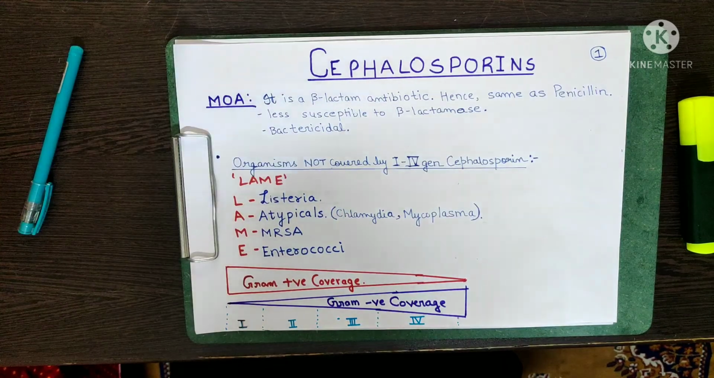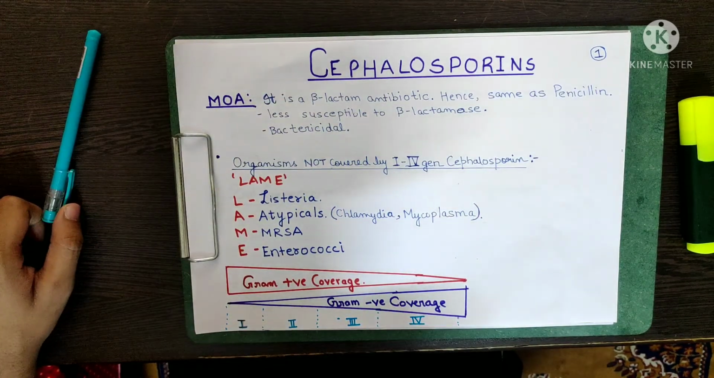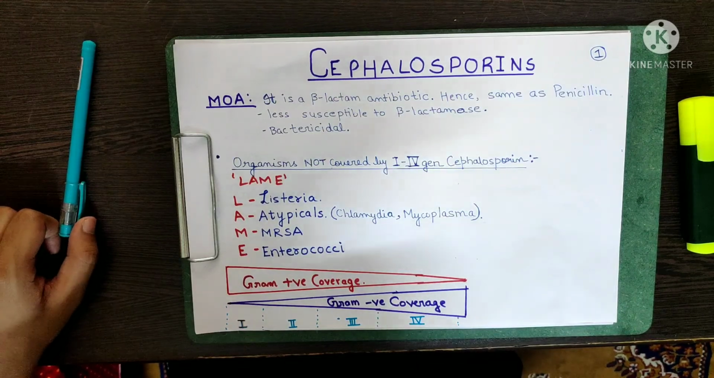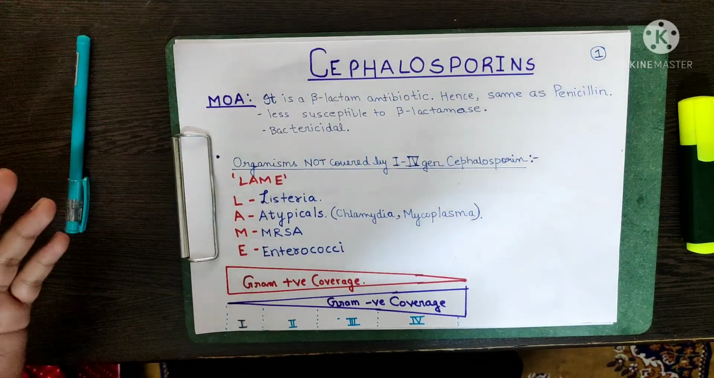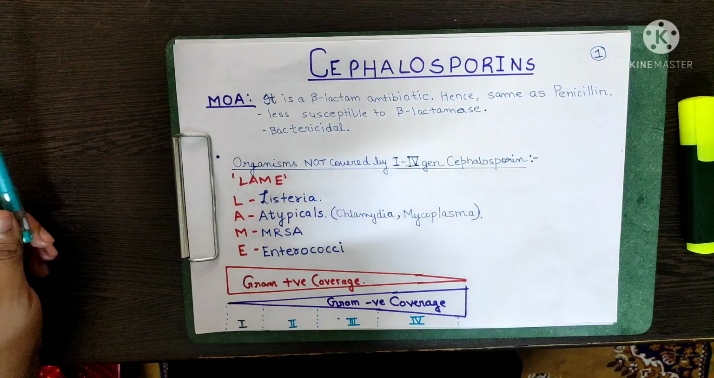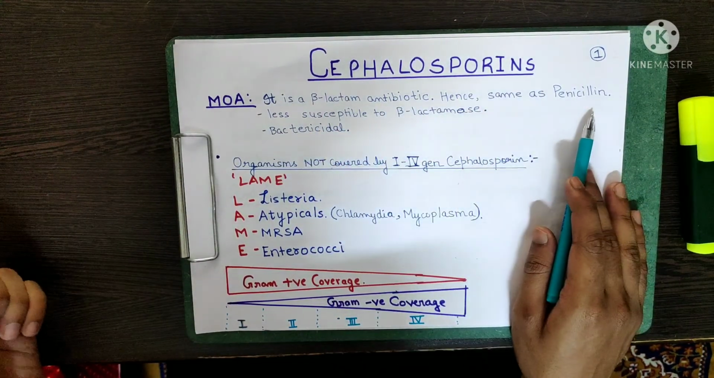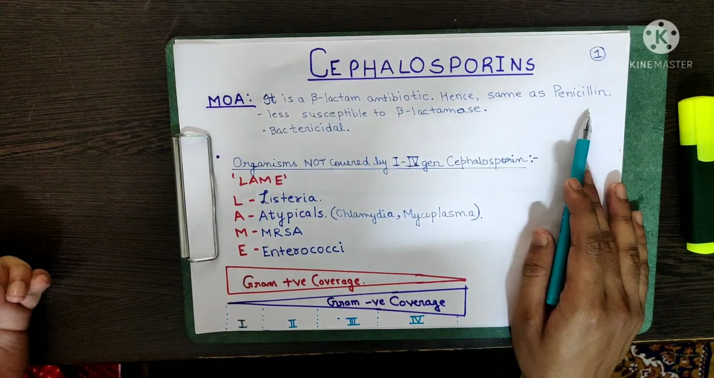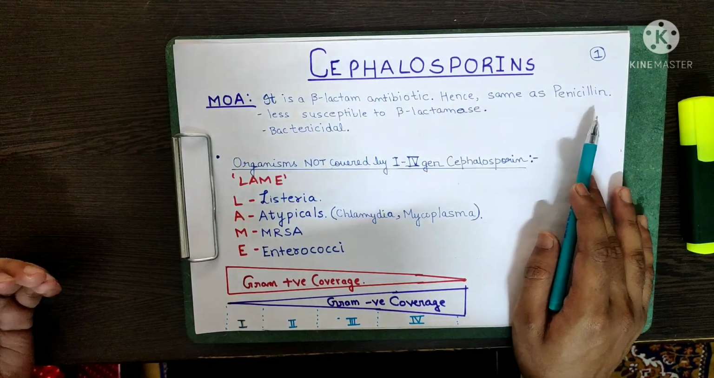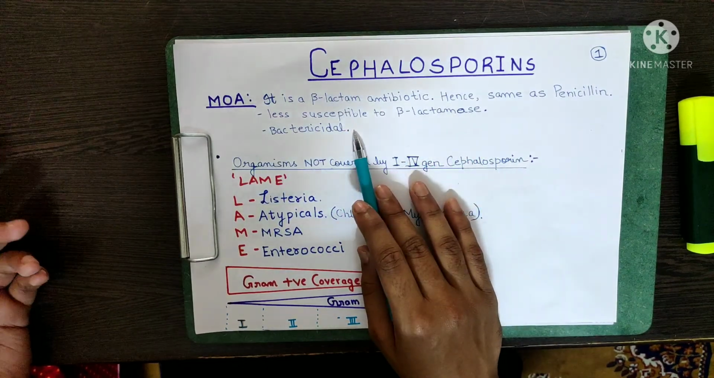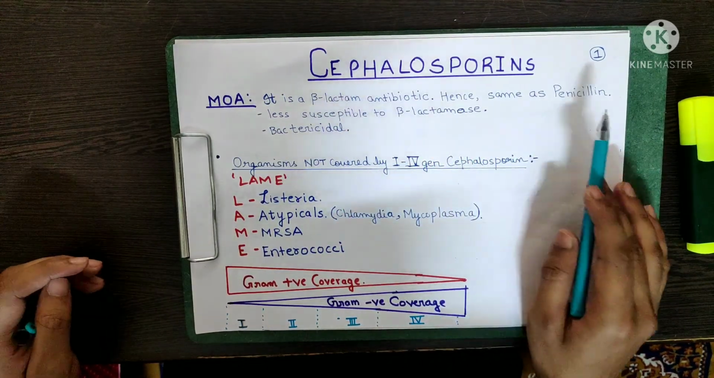In this video, we are going to study about cephalosporin. So, what are cephalosporins? Cephalosporins are also beta-lactam antibiotics, which we have already studied in our penicillin video. So, the mechanism of action of cephalosporin will be the same as that of penicillin that we have already studied in my previous video. Another important point about cephalosporin is that it is less susceptible to beta-lactamases and it is of course a bactericidal drug just like penicillin.